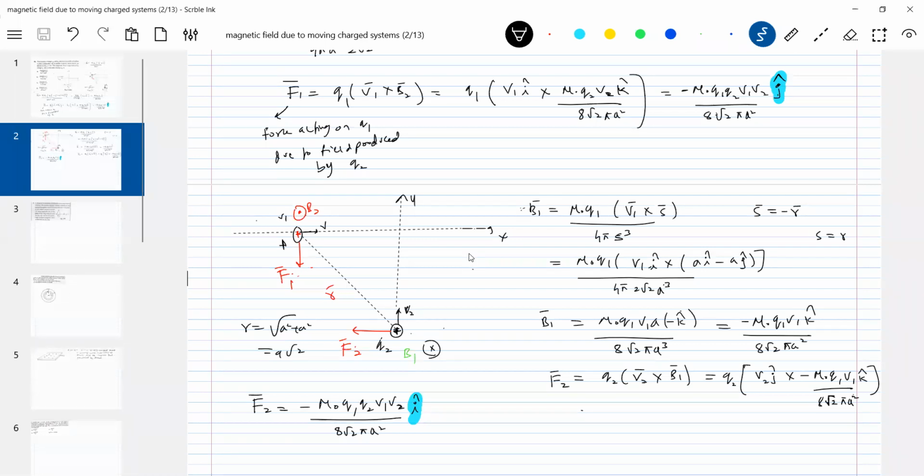Similarly, what happened? The first charged particle will produce field B1, and this field will exert a force on the charged particle Q2. In turn, what happened? The charged particle experiences a force from the field B1. I think I should not show the field at one point and show the force, but for your understanding purpose, I'll just show that force here.